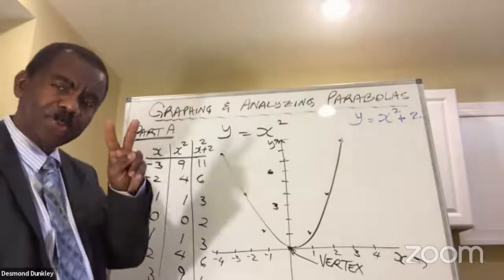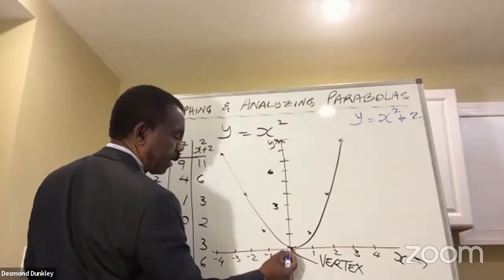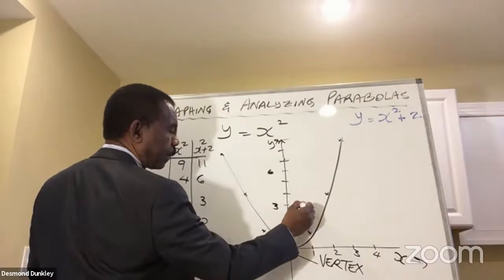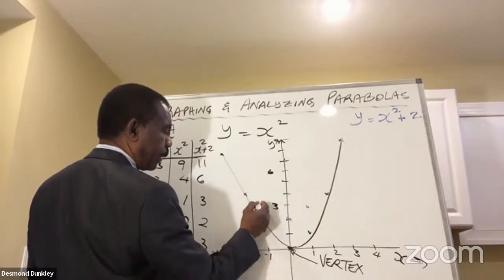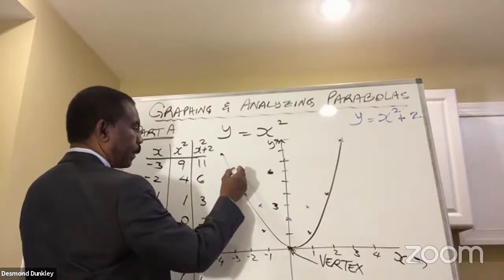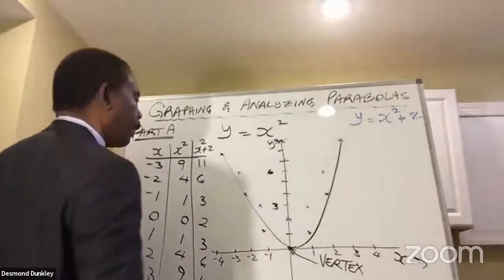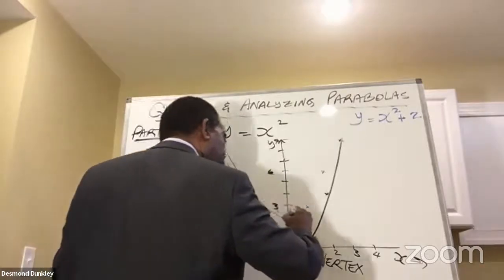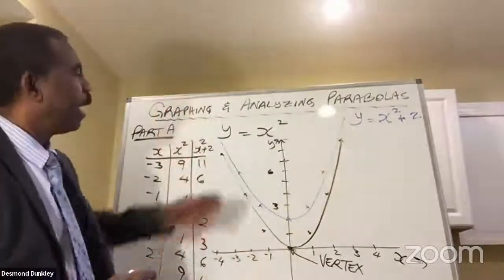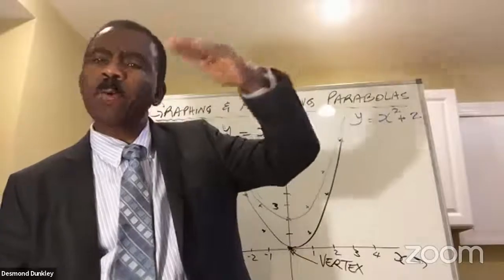went up by 2. So the first one is going to go from here to 0, 2. This is going to go from here to 3. Similarly, this is going to go to 3. And then 2 is going to go up to 6. So what we discover is that our graph is going to be raised up. It's going to be shifted vertically up 2 units. So adding 2 causes the graph to be raised upwards 2 units. Every point goes upward 2 units.